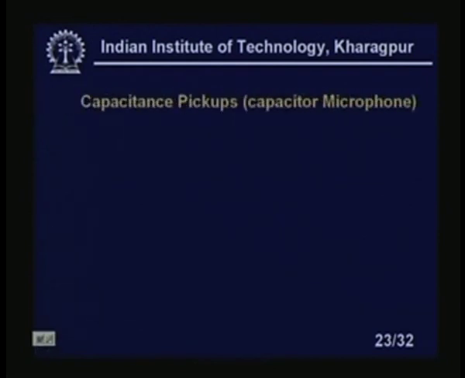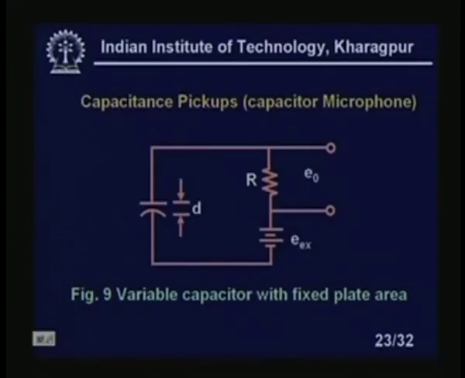Now, the capacitor pickup or capacitor microphone is a very important device. It is basically a capacitance sensor, and the separation between the plates changes in that type of situation. You see here, this is a capacitance sensor, this separation D will change, and I am measuring the output E naught. Now, the only problem with this type of capacitor pickup is that it is only for dynamic displacement measurements. For static displacement measurements, I won't get any output.